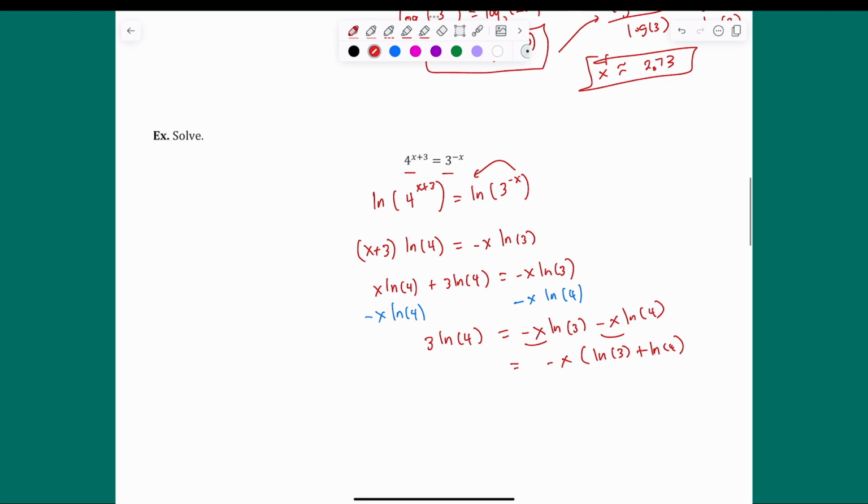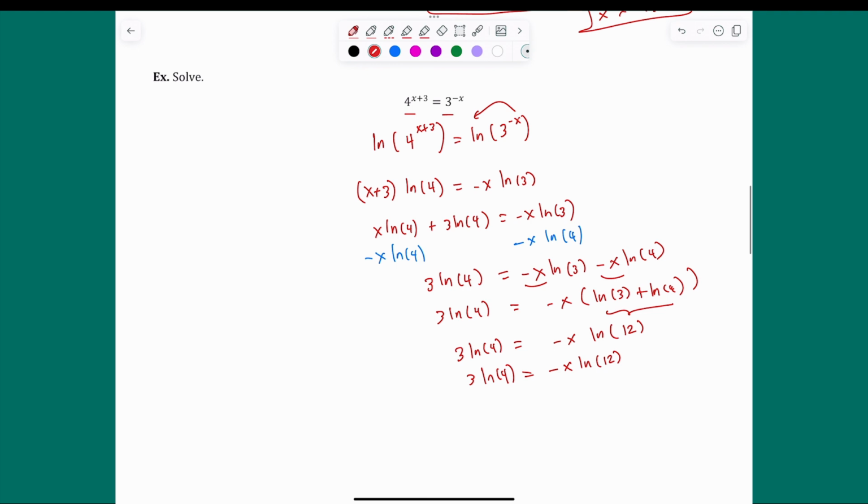And if you like your properties of logarithms, you don't need to, but since this is a sum of two logarithms of the same base, we could write that as ln of 3 times 4, and that would give us 12. So we have negative x ln of 12 equal to 3 times ln of 4. I kept on not writing that, so let me write that down.